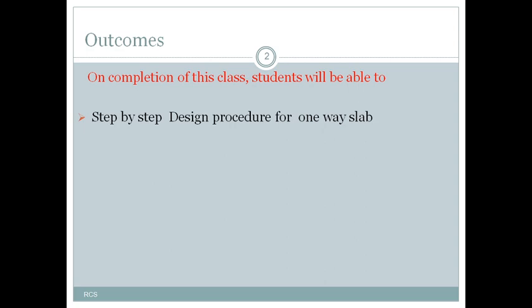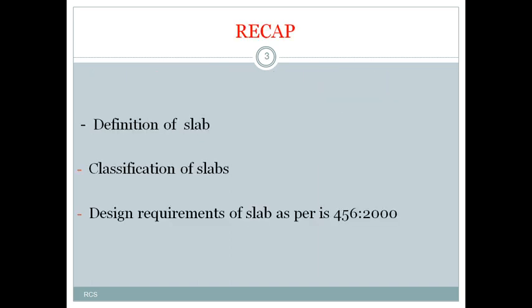After completion of this class, you will be able to know the step-by-step procedure for the design of one-way slabs, and after knowing the steps you will be able to design a simply supported one-way slab on your own. So let us recall the points we discussed in the previous class. We discussed the definition of a slab, classification of slabs, and design requirements of a slab as per IS 456-2000. So let me brief what a slab is.